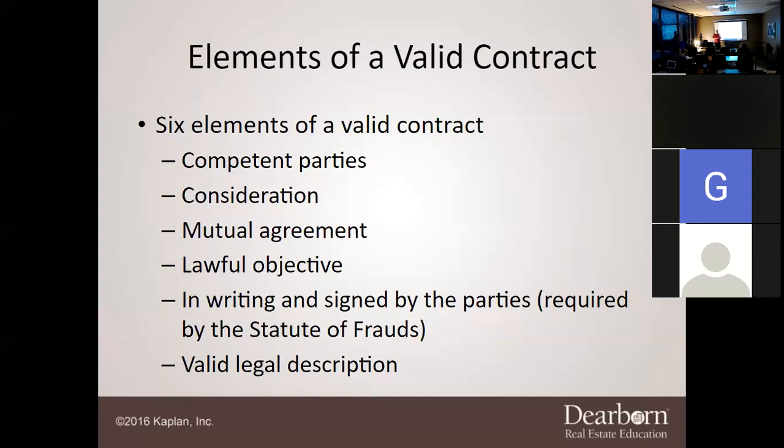No. Why is that? It is not in writing. It's not in writing, and it's not signed. But it's in text. I texted you. But it's not signed by the parties. Oh man, you mean I gotta sign it too?